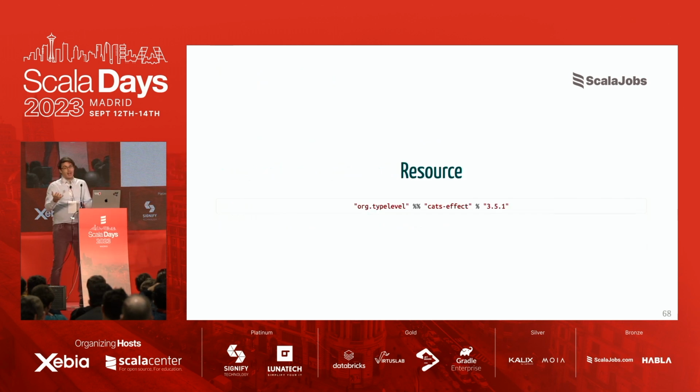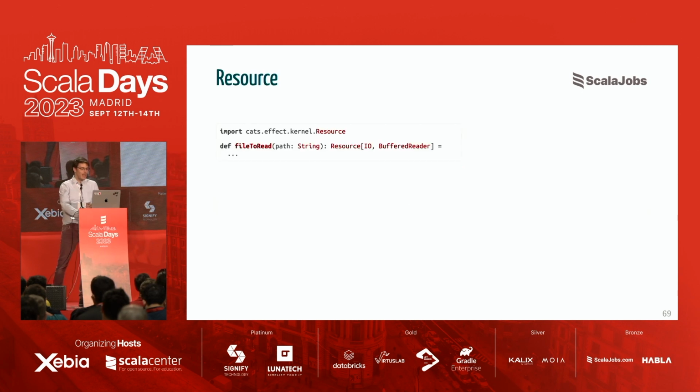So now, as the talk suggests, we're going to talk about Resource from Cats Effect. So I put the code you need to put in your SBT project to import it. And the particularity of Resource is that it's a type. As you can see here, I define a function fileToRead to open a file to read, and the return type of this method is a Resource.